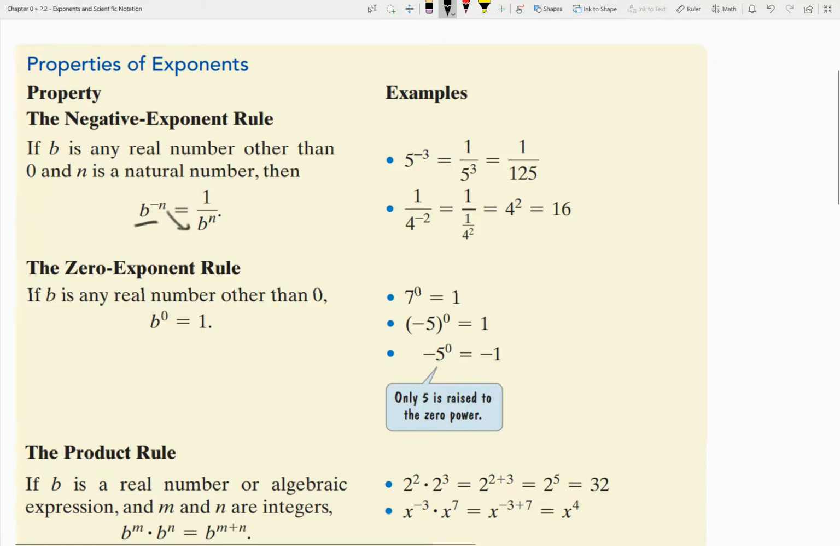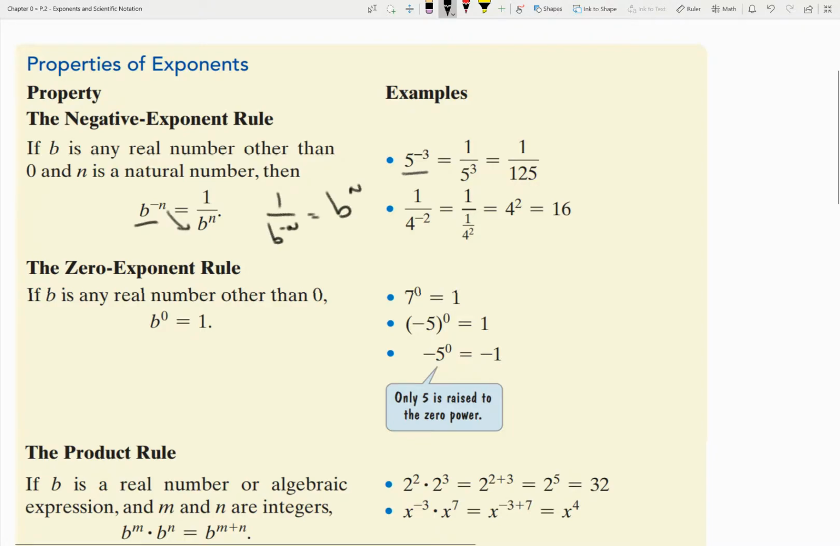If we look at our examples, 5 to the negative 3 becomes 1 over 5 to the third, which is 1 over 125. The opposite is also true, which means that if we have 1 over b to the negative n power, that is equal to b to the n power. Because, if you can see from the example, it turns into 1 over 4 to the positive 2 power, which then turns into, when you divide a number by a fraction, you multiply it by its reciprocal, and we just get the 4 in the numerator.